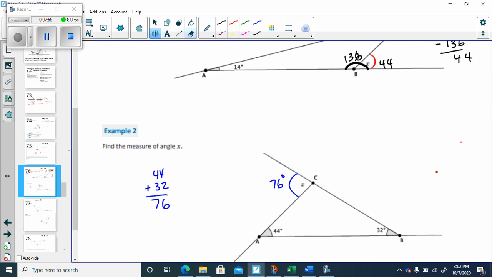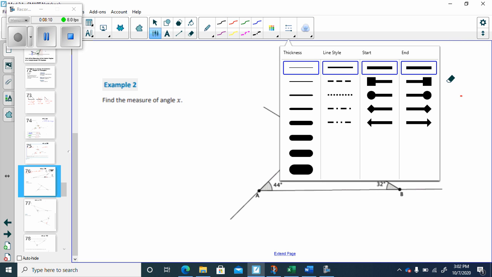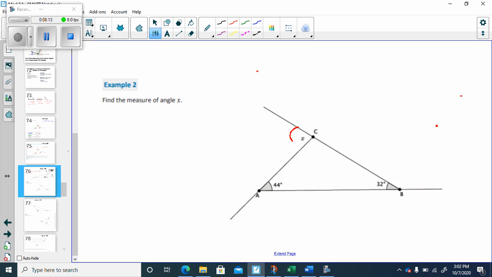Let's try example 2 down here. Here's the angle I'm looking for the measure of right here. This exterior angle is going to be equal to the sum of the two remote interiors. See, these do not touch that, and they're on the inside. They're the remote interior angles. So X is equal to 44 plus 32. If you add those two, you get 76. X is equal to 76 degrees. Okay, simple enough. That's how to find the measure of angle X there.